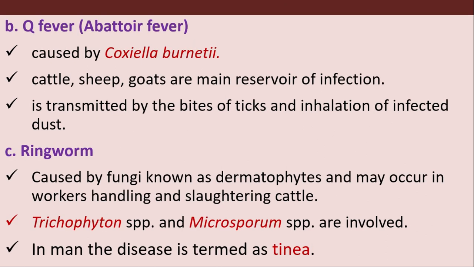Q fever, also known as abattoir fever, is caused by Coxiella burnetii. Cattle, sheep and goats are the main reservoir of infection. It is transmitted by the bites of ticks and inhalation of infected dust. Ringworm is caused by fungi known as dermatophytes and may occur in workers handling and slaughtering cattle. Trichophyton species and Microsporum species are involved. In man, the disease is termed tinea.